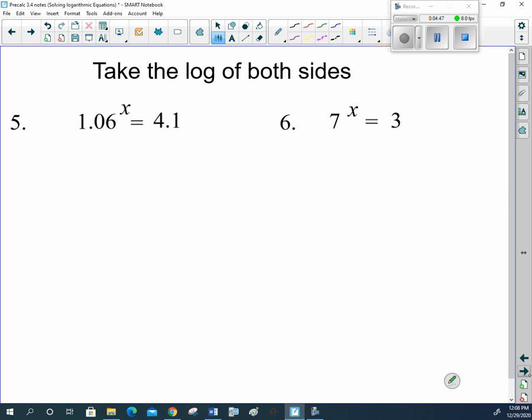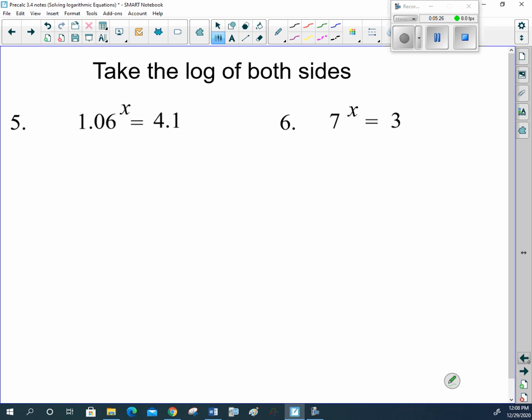Here's another technique. This one, you could rewrite also, or you could do what's called taking the log of both sides. I'll do both so you can see. Taking the log of both sides is a new technique. I wouldn't do change of base on this one because I can't change a 1.06 to a 4.1 or vice versa, so that one definitely is out. I could rewrite that as a logarithm, which probably is the easier technique, but I'm just going to show you this new technique just so you'll have it. And I'll show you both ways.